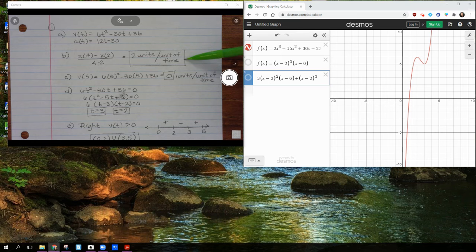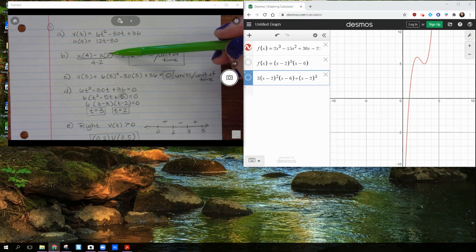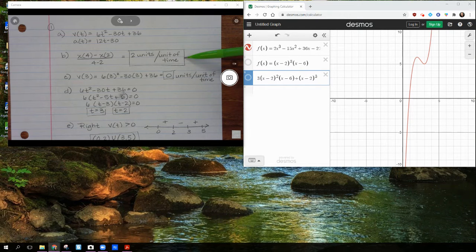For part B, you're asked to find the average velocity. So that's going to be x of b minus x of a, all over b minus a. It was on the interval from 2 to 4, so that comes out to be 10 minus 6 all over 4 minus 2, which is 2 units per unit of time.